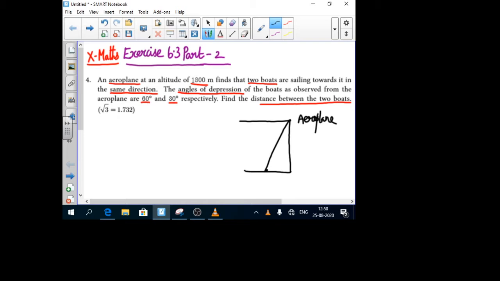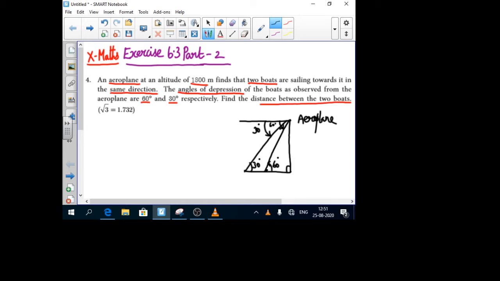So I see the first boat at the angle of depression 60 degree. So I mark it as this angle 60 degree depression. So two times we have to mark the angle. So I mark it as 60 degree. This is 90 degree. You see the another here also it is 60 degree. You see the another boat. It is giving us 30 degree. So this angle is 30 degree. So this is also 30 degree. Alternate angles. So these two are things they given.